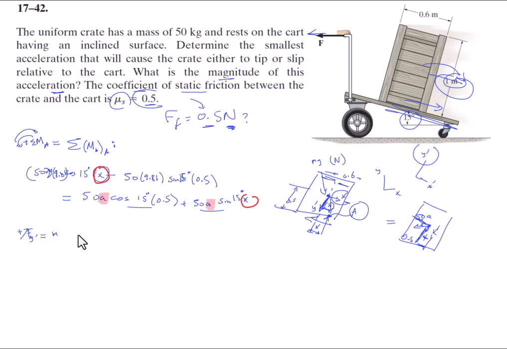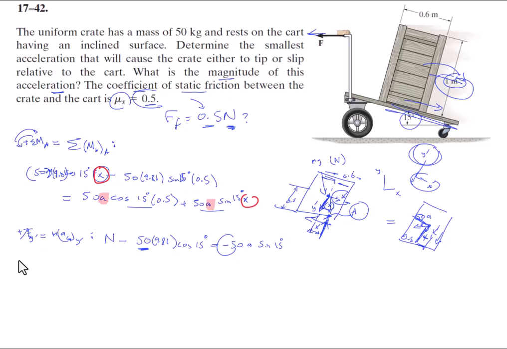All of these are equal to ma for the center of gravity in the y prime direction. So this will give you N positive minus mg 9.81 cosine 15 degrees, equal to minus 50a, the unknown, sine 15 degrees. This is pointing in the negative y prime direction, and this is the y prime direction. This one is positive in the negative x prime direction, negative y prime direction.